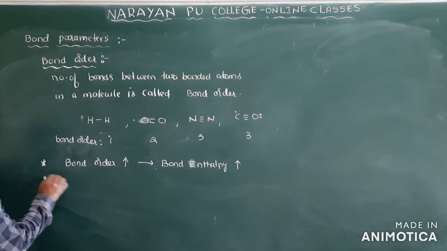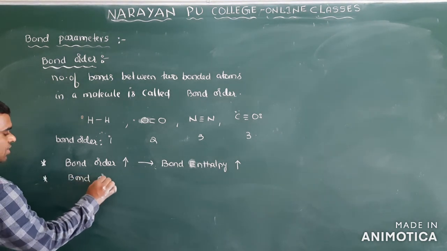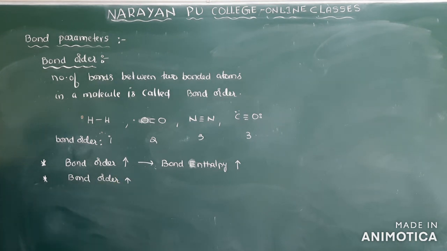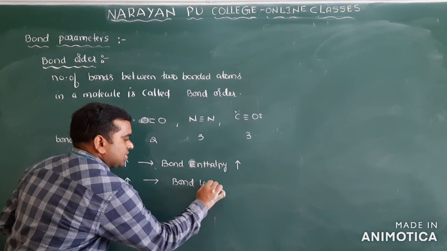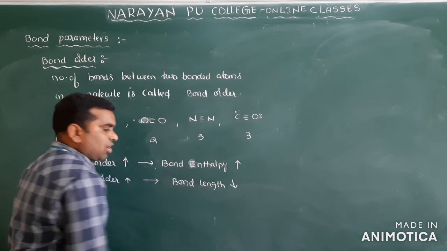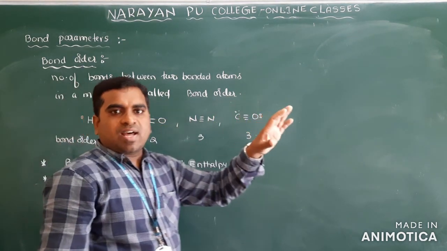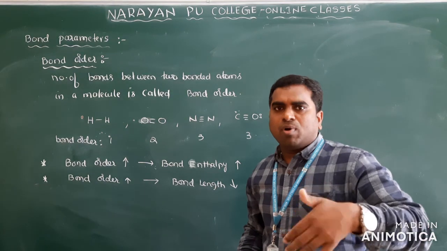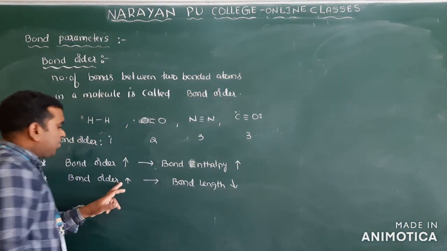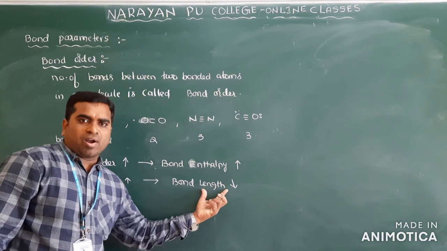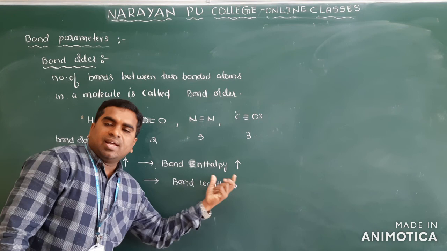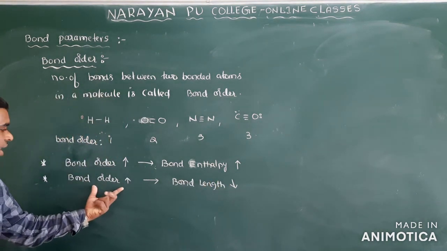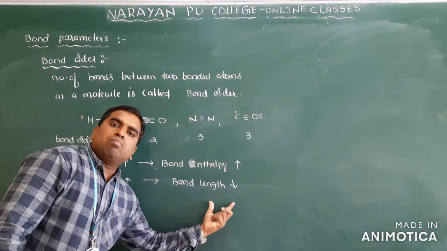Clear? Another one is here: as the bond order increases, the bond length decreases. I already mentioned that here 3 bonds are there, so the bond will become shorter. Simply I can say, the greater the bond order, the shorter the bond length. And the greater the bond order, the greater the bond enthalpy.